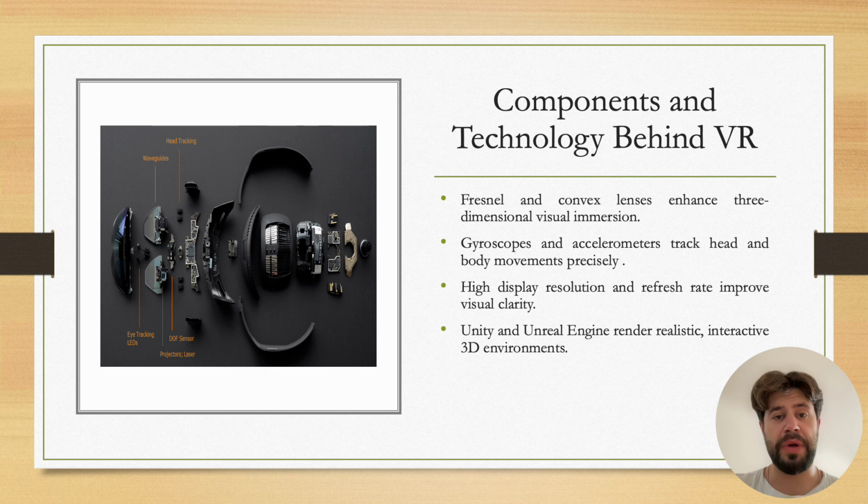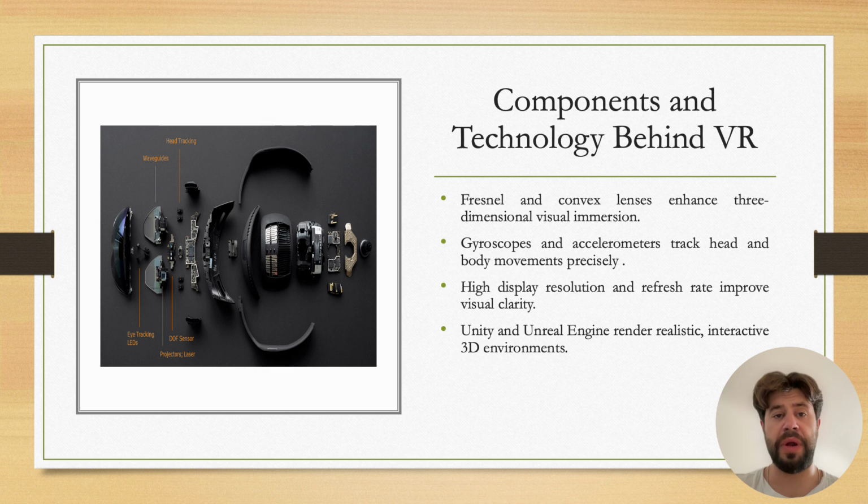Fresnel and convex optical lenses are used to focus and manipulate images so as to create immersion in the three-dimensional world. Gyroscope and accelerometer motion sensors help in the precise tracking of head and body motion. Higher display resolution and higher refresh rates minimize motion blur and improve clarity. Sophisticated software applications such as Unity and Unreal Engine create realistic 3D worlds, coordinating and aligning graphics and action to create cohesive, interactive online worlds.